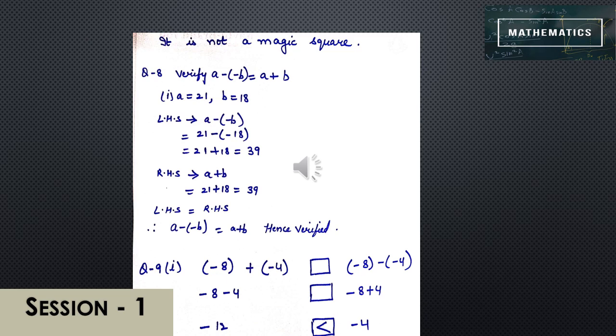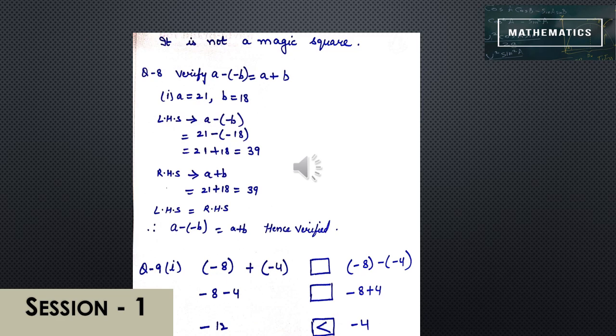Minus 8 minus 4. Now both the numbers are negative, so we have to add both the numbers and put the negative sign. So minus 8 minus 4 becomes minus 12. Now come to the right hand side. It is minus 8 minus minus 4. Now minus minus 4 will become plus 4. So the next statement will become minus 8 plus 4.